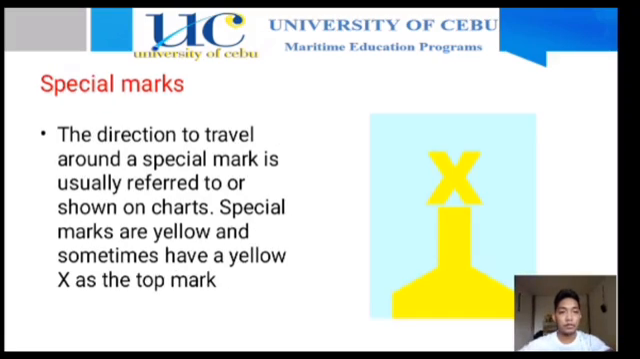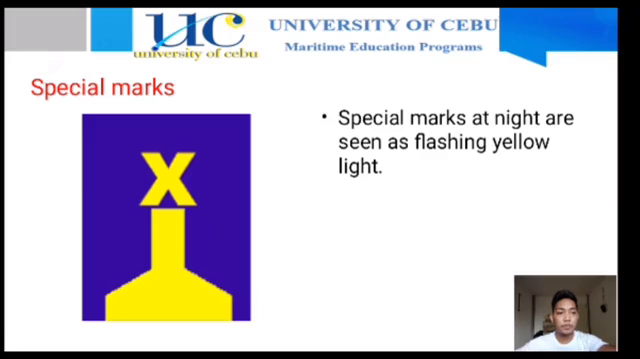The direction to travel around a special mark is usually referred to or shown on charts. Special marks are yellow and sometimes have a yellow X as the top mark, like the photo shown in the PowerPoint presentation. Special marks at night are seen as a flashing yellow light.